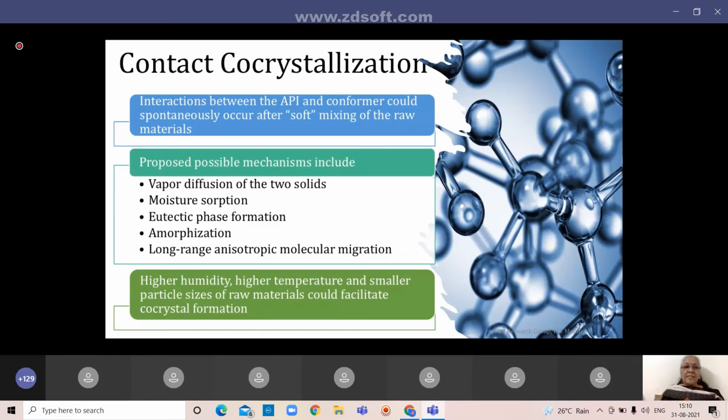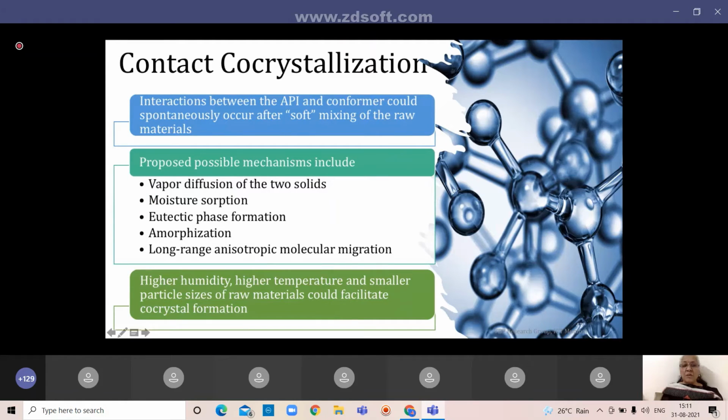Contact co-crystallization. This is interaction between API and co-former. Some literature gives it as conformer, but most of the time we use the terminology co-former. So this can occur after soft mixing of raw materials. Possible mechanisms could be, you have two solids, let their vapors diffuse into each other. It could also be eutectic phase formation, amorphization, or anisotropic molecular migration.